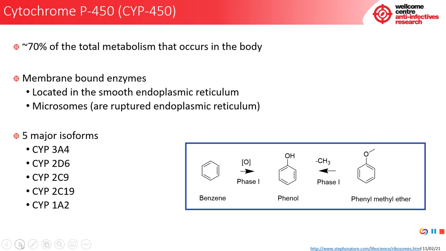In the panel to the right is the conversion of benzene by oxidation to phenol and the demethylation of phenylmethyl ether to phenol. In each of these processes, less water-soluble compounds are being made more polar and therefore more readily excretable by the urine or the bile.